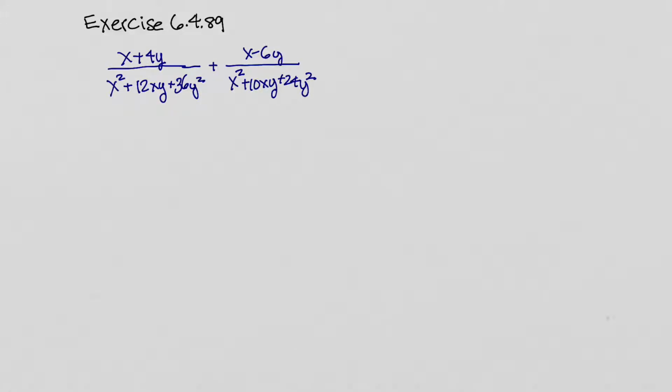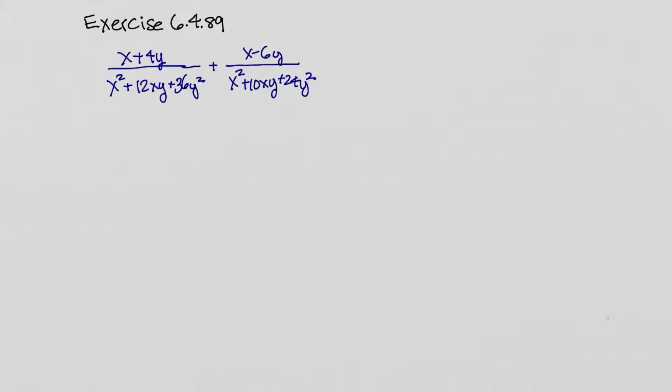In this problem number 89, we're going to be adding these two fractions, and they have different denominators. So we know what to do here. We're going to start by rewriting the fractions, but with factored denominators. So let's do that now.